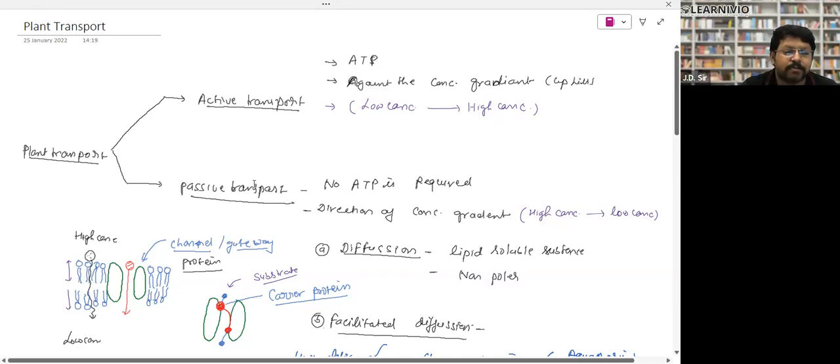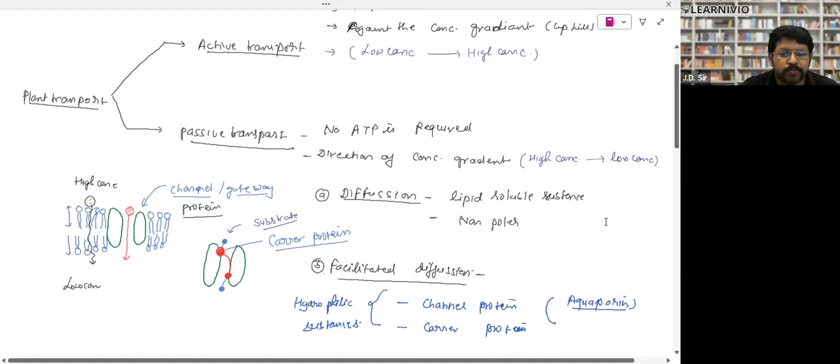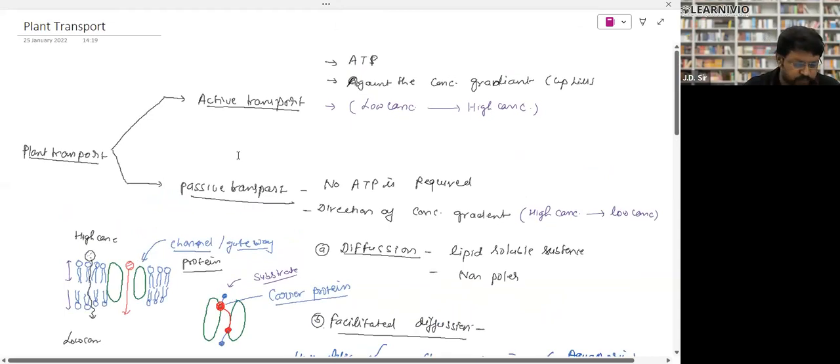The second type of transport is passive transport, where ATP is not required and it always takes place in the direction of the concentration gradient, from higher concentration to lower concentration. Now, there may be diffusion, and diffusion takes place always. First, note down please: active transport and passive transport.